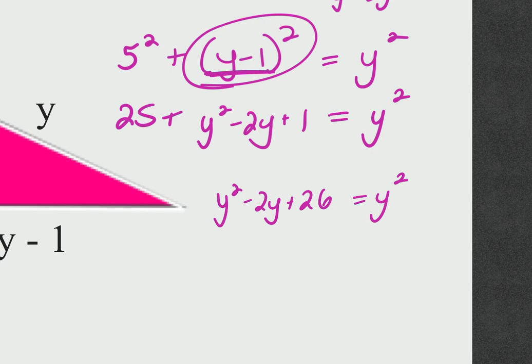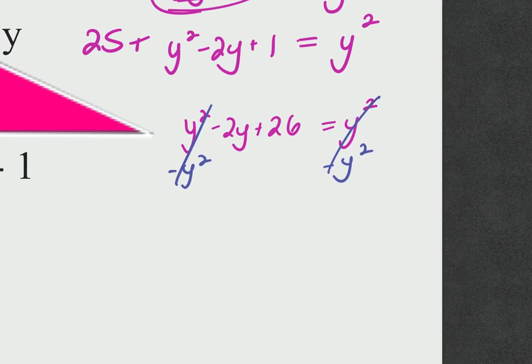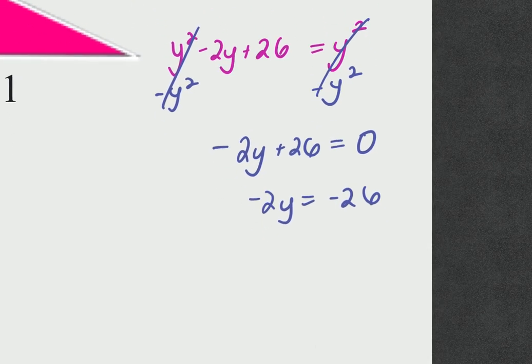So then you combine like terms. Then you subtract the y squared. What happens when you subtract y squared from either side? You get 0. It cancels out, and I get negative 2y plus 26 equals 0. And then negative 2y equals negative 26. I can move the 26, or you could have moved the 2y. Doesn't matter. I like my variables on the left.